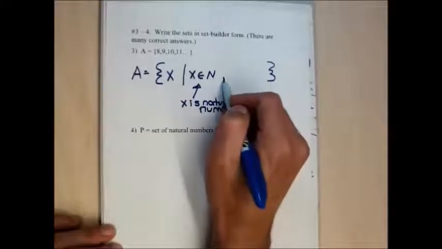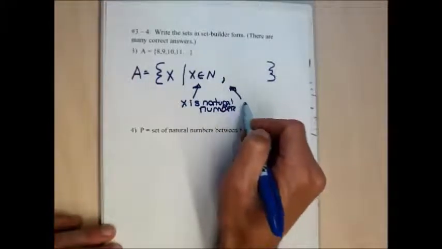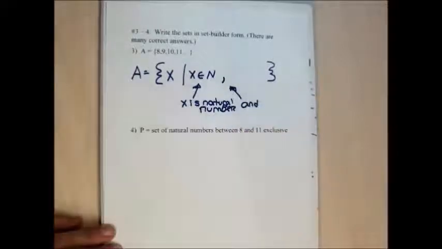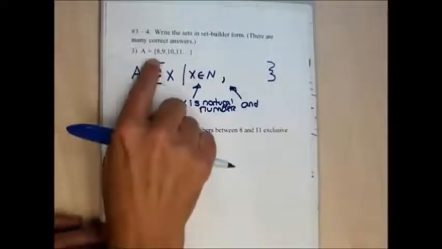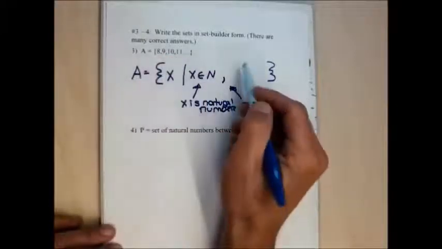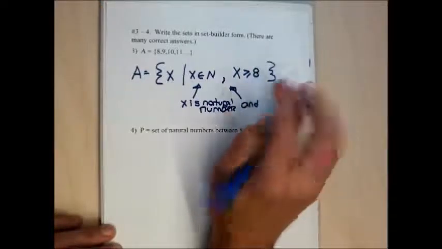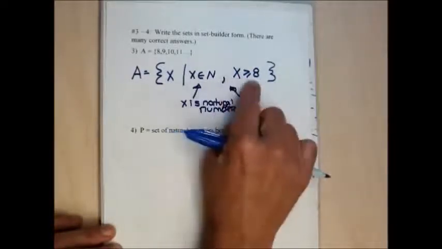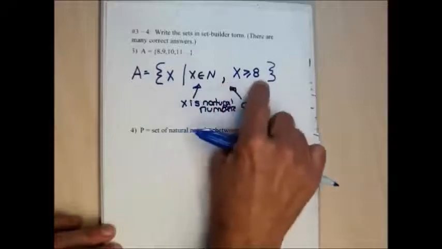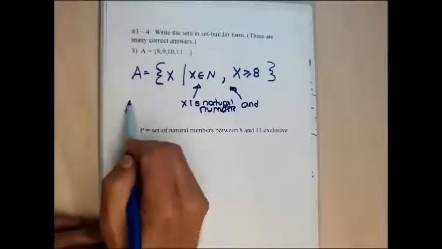I'm going to follow it by a comma, but if you wanted to use the word "and" instead of that comma, that would be fine. And then after the comma, I need to describe the numbers, and those are the numbers greater than or equal to 8 again. I don't think there's probably a nicer way to describe the numbers other than their natural numbers and they're greater than or equal to 8. This part after the comma or after the "and," I wouldn't probably write any differently.